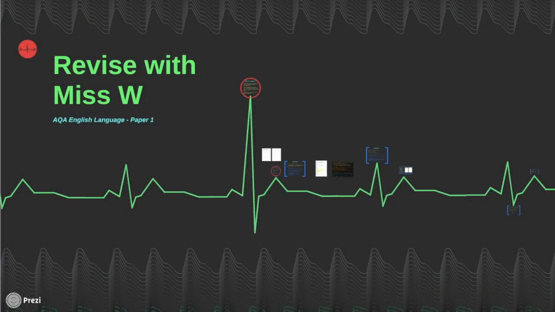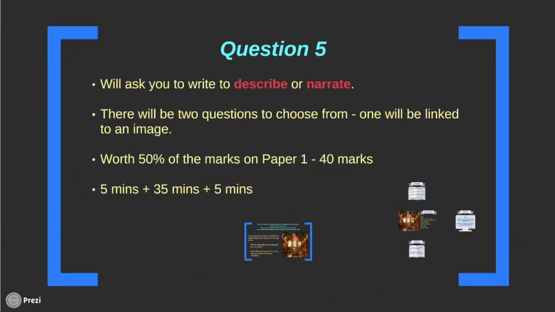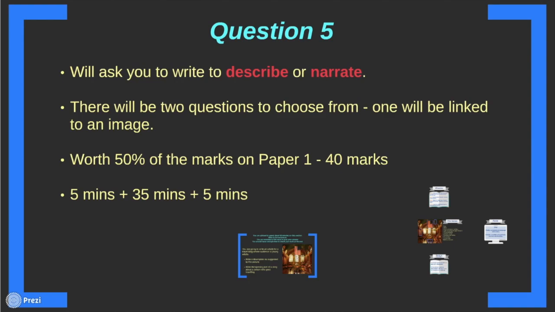Hello everybody and welcome to this Revise with MissW session, which is going to focus on question 5 on paper 1 of the AQA GCSE English language exam. So question 5 will ask you to write, describe or narrate, okay? It's worth 50% of the marks on paper 1, 40 marks in total. So it's something that we really do need to practice, timing and content wise.